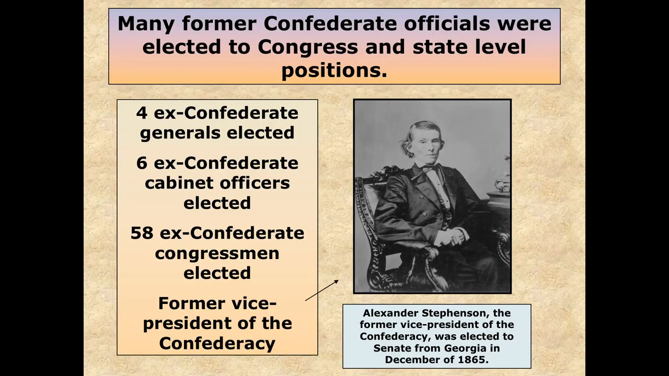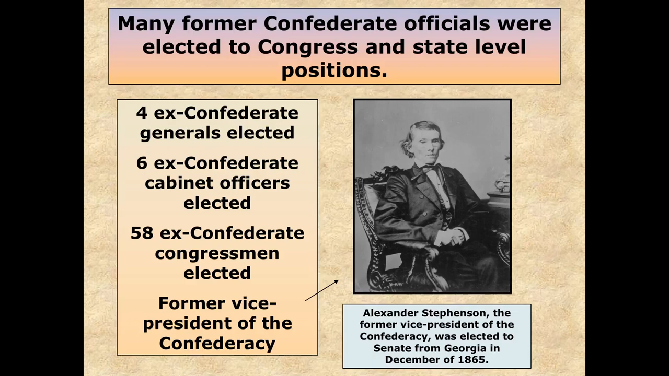Ex-Confederates took over the government positions in the state. You've got 4 ex-Confederate generals elected, 6 ex-Confederate cabinet members elected, 58 ex-Confederate congressmen elected, and the former vice president of the Confederacy, Alexander Stephens, right there, was elected to the Senate from Georgia. I'm sorry, we're not supposed to have these people in charge of the federal government. Yeah, Johnson's presidency for Reconstruction so far is a fail.